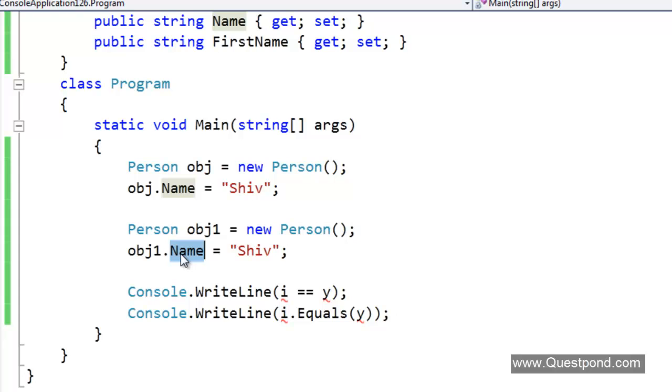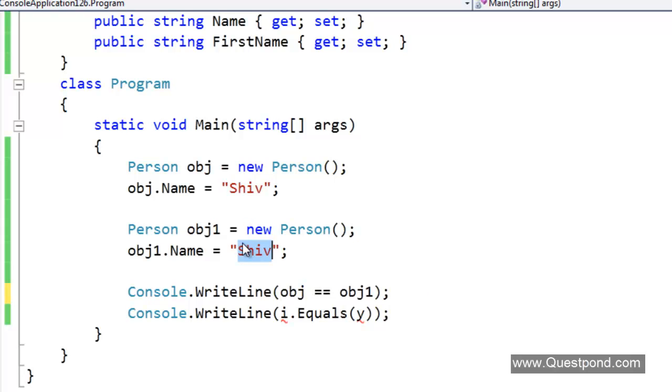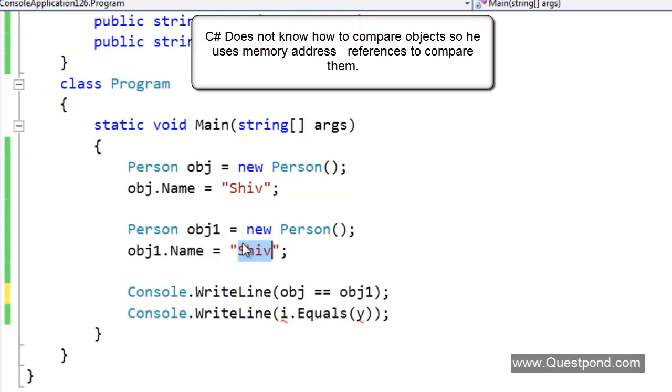In object-oriented programming, what do you mean by an object? An object is a thing in the real world, and in the real world these things can have a unique identity. So for example, when I say this person's name is Shiv and obj1's person name is Shiv, one can be Shiv from Nepal, another can be Shiv from India. So both of these people in the real world can have the same name, but they are different people. So thinking from the perspective of object-oriented programming, what C# does by default, when you ask whether obj is equal to obj1, it says that these are two different things. In other words, even if the values of the properties are the same, I still consider them different because these are real world objects and I don't know how to compare them.